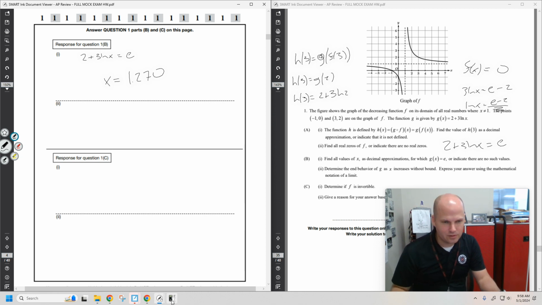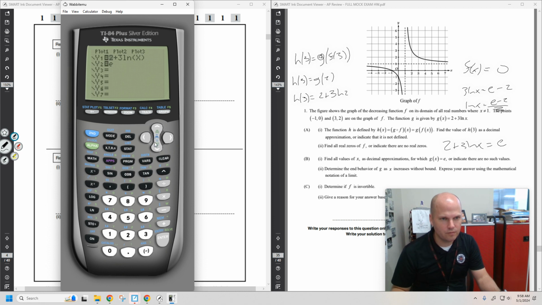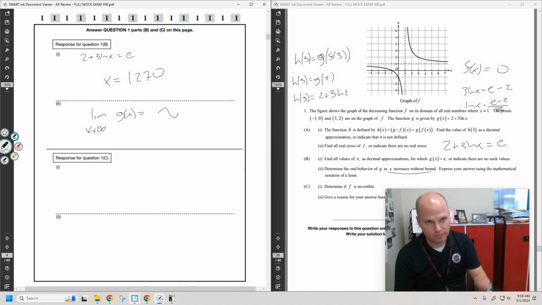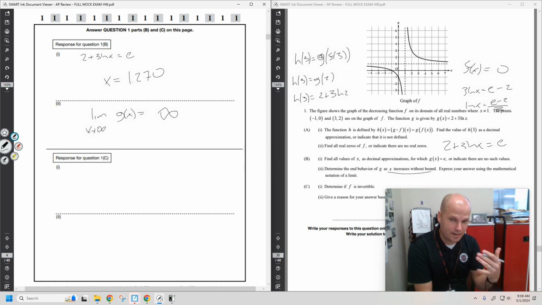So you can see it on your graphing calculator if you wanted to: as the x values increase, the y values increase. So we need to use limit notation. I'm going to just go straight to the answer. As x increases without bound, put x approaches infinity under the LIM, put g of x, and put infinity. There's not a number. It's a log function that increases exponentially slowly, but it still increases.